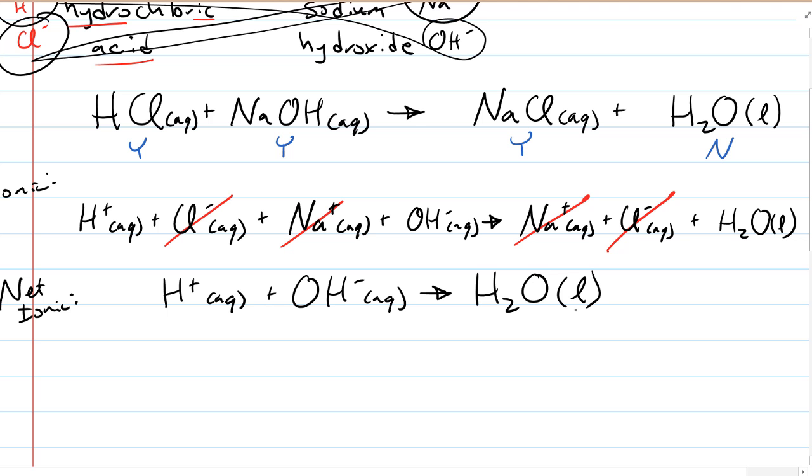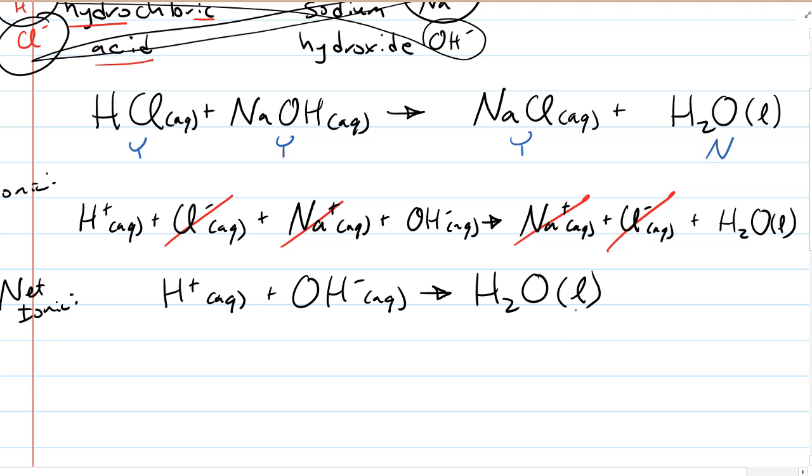And what's interesting to note here is this. First of all, we note the net ionic equation. This net ionic equation is the net ionic equation that we would get whenever we react together a strong acid with a strong base. So again, this is the net ionic equation that we would get in all cases when we react together a strong acid with a strong base.